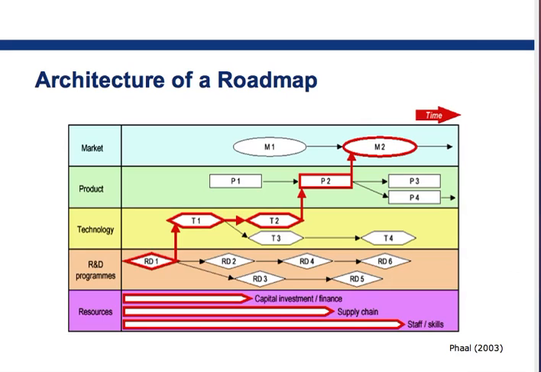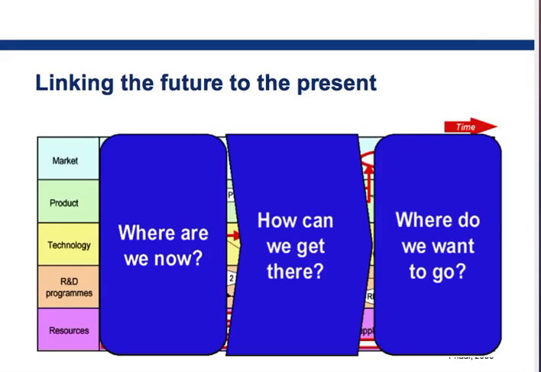Here we see an architecture of a roadmap based on PAL using 5 different dimensions: market, product, technology, R&D programs, and the resources needed. It allows you to analyze where we are now, where we want to go, and how we want to get there.